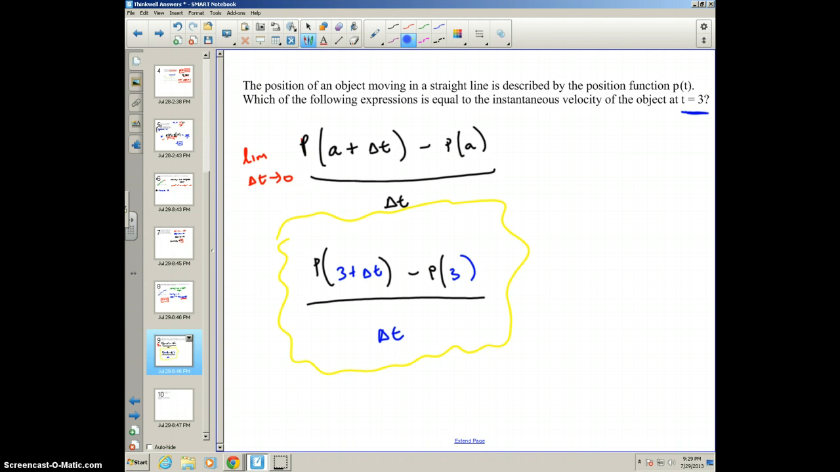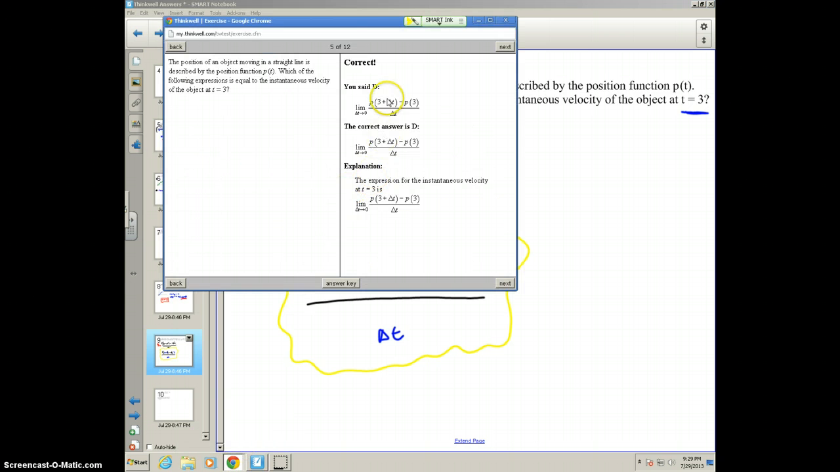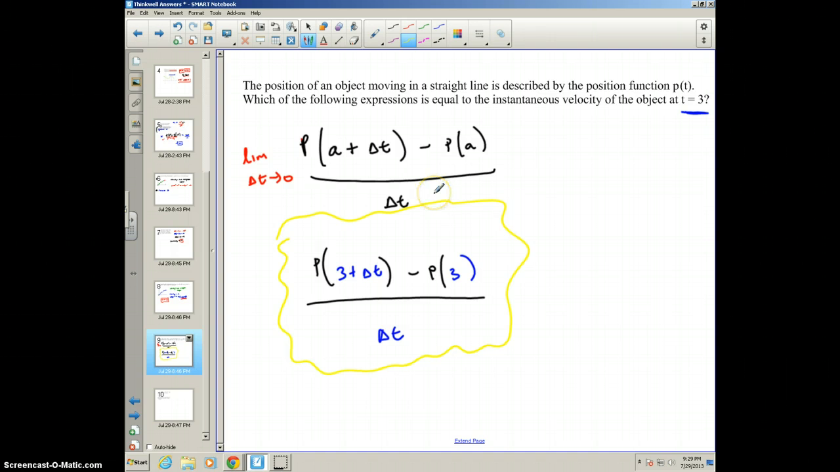And we can check this again in our solutions. We can see P of 3 plus delta t minus P of 3 over delta t. And the part that we forgot here, and this is my mistake, I apologize, is the limit as delta t approaches 0. This is an extremely important part of the problem. But basically, that is our answer right there.